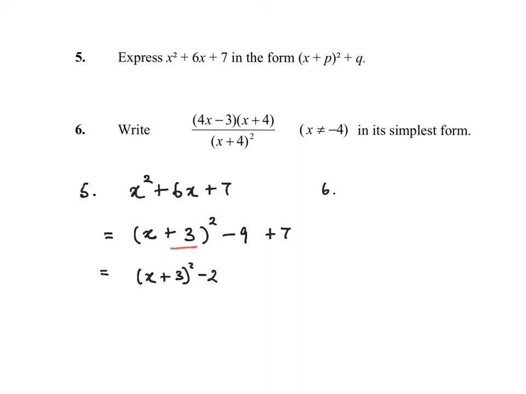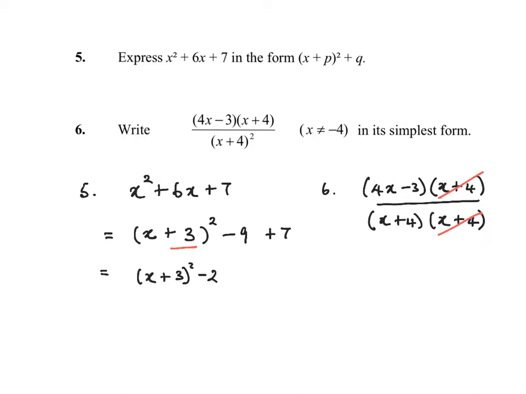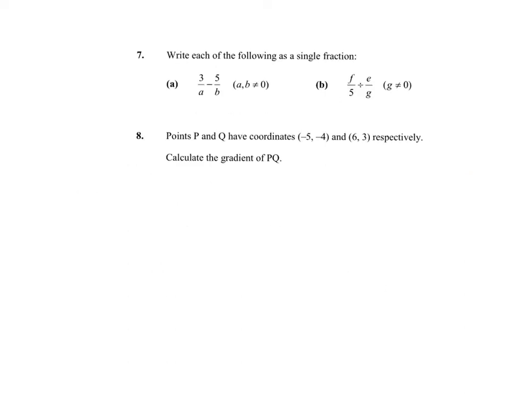Question 6. So we've got 4x minus 3 on top, multiplied by x plus 4. And then we have, well, let me just write it out. We've got x plus 4 squared, so that's x plus 4 times x plus 4. And you can see, I hope, this is going to cancel with this one here. And that leaves us with 4x minus 3 over x plus 4. Nice and simple.